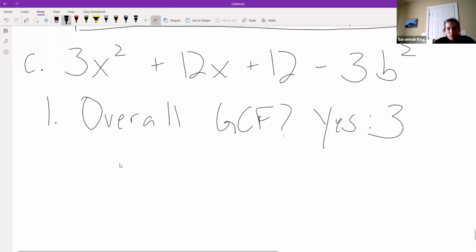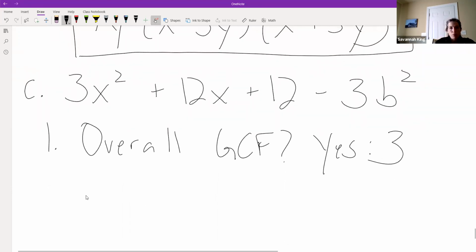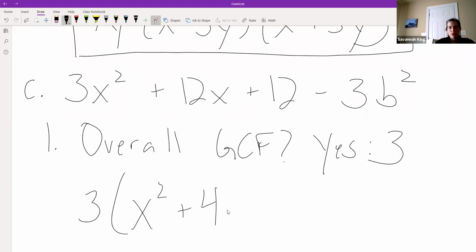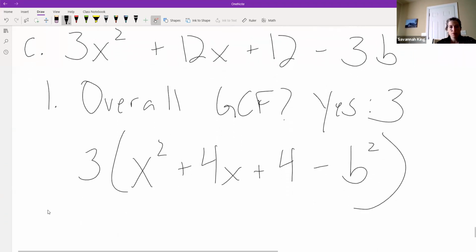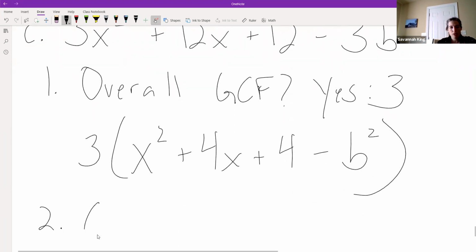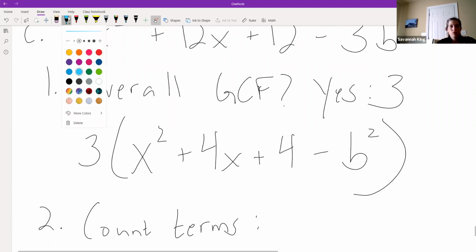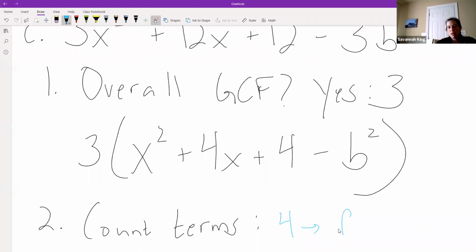Okay, sorry, 50 things going on. So if I pull out the 3, what I have left is x squared plus 4x plus 4 minus b squared. So probably the easiest job of pulling out a GCF that we've had in a while, because we didn't have to mess with exponents. We just literally did normal numerical division. And second part here, count those terms, and of course there are 4 of them, as there were to start out. So that means our only option is to factor by grouping.